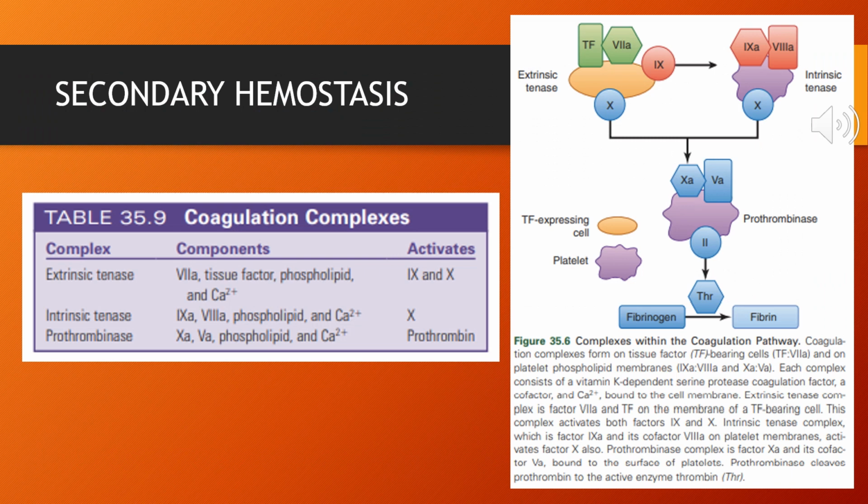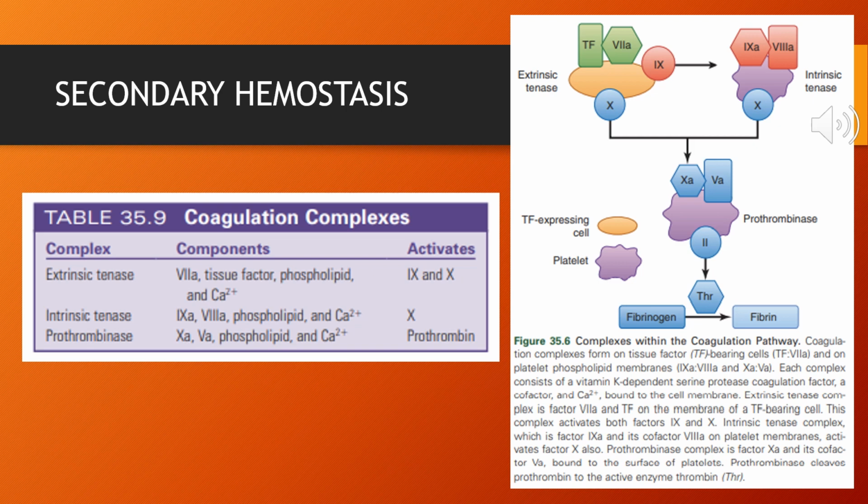Vitamin K dependent procoagulants are essential for the assembly of three membrane complexes that lead to the generation of thrombin. Each complex is composed of a vitamin K dependent serine protease, its non-enzyme cofactor, and calcium bound to the negatively charged phospholipid membranes of activated platelets or tissue factor bearing cells.